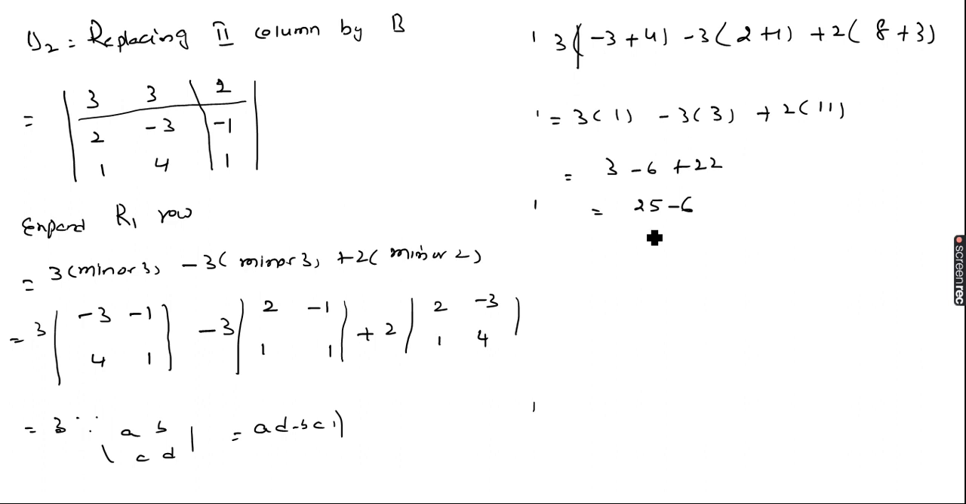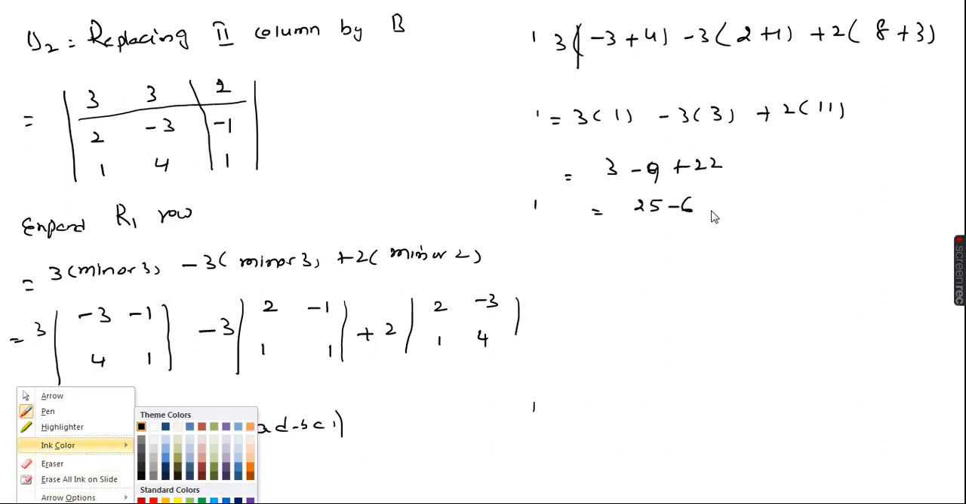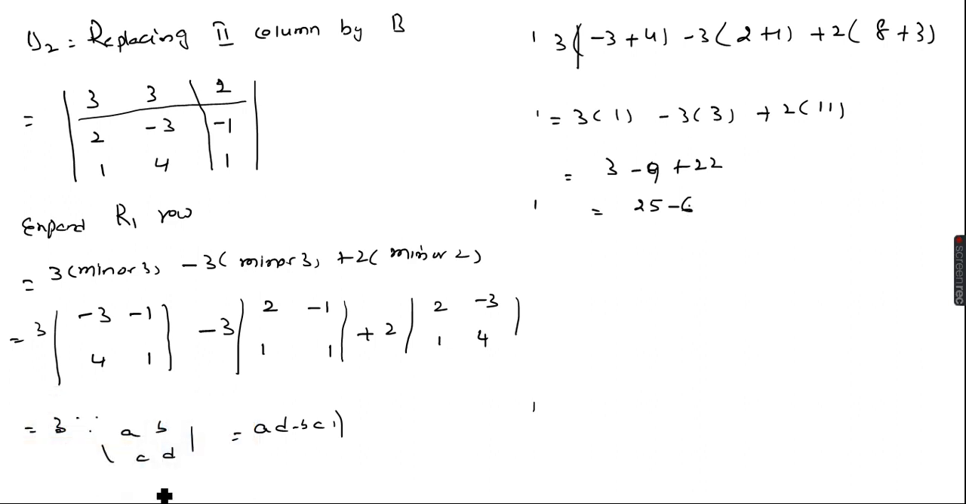That is 22 plus 3, that is 25, minus 6. Sorry, 3 into 3 is nothing but 9. So 25 minus 9, that is nothing but 16. Therefore, delta 2 equals 16.